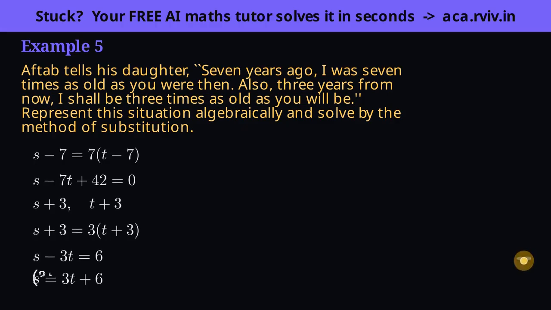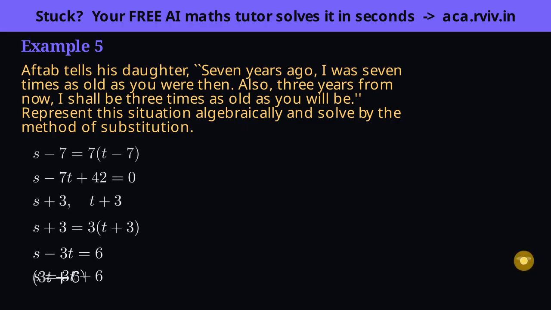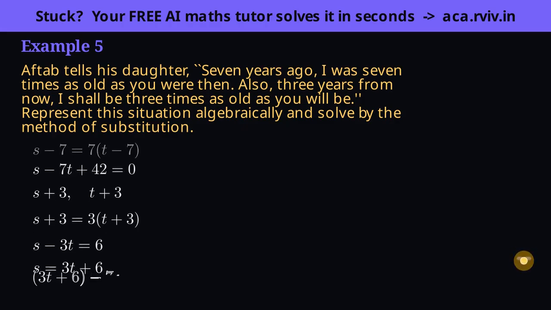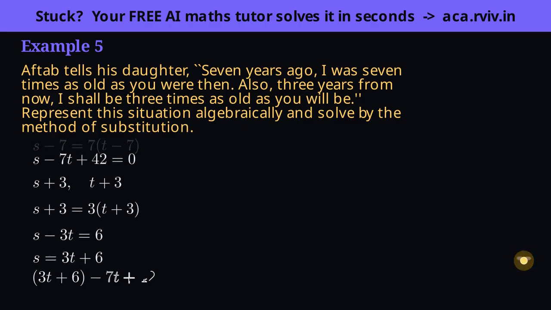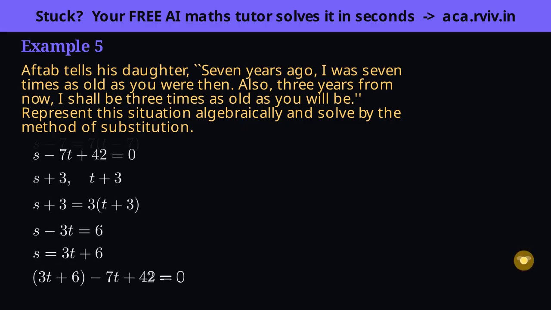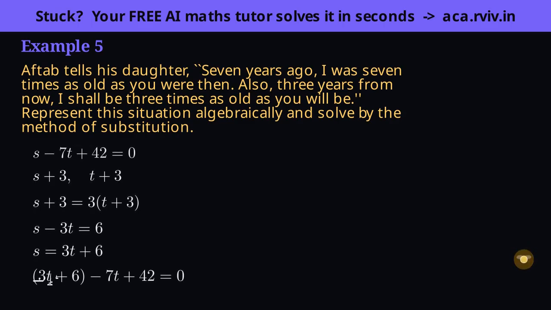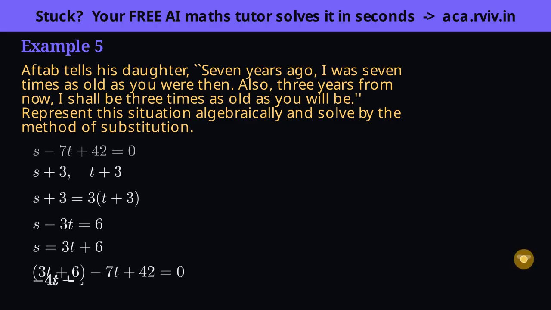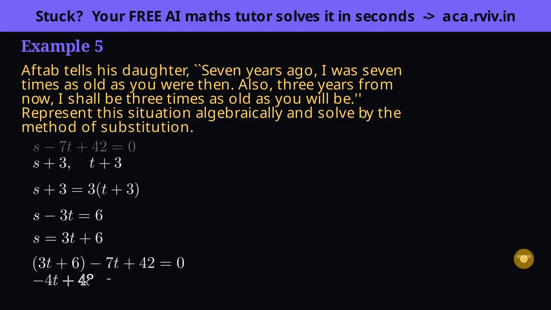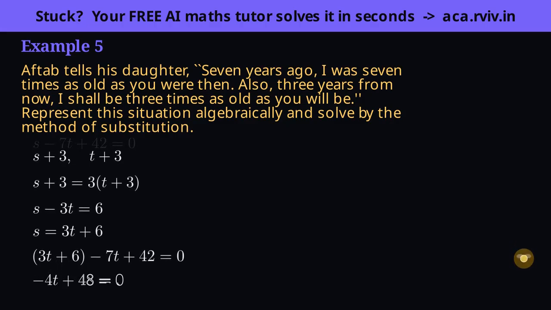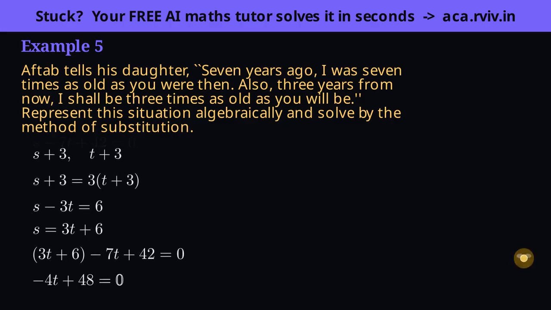Substitute 3T plus 6 in place of S in the first equation. Now every S is gone and only T remains, which is exactly the point of substitution. Combine like terms, 3T minus 7T is minus 4T, and 6 plus 42 is 48. So minus 4T plus 48 equals 0.